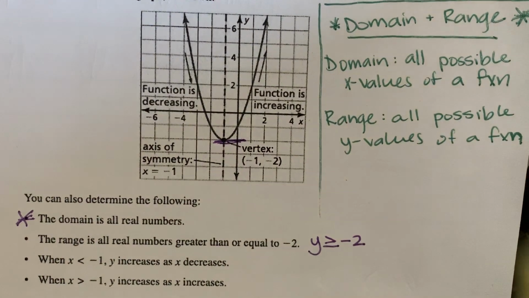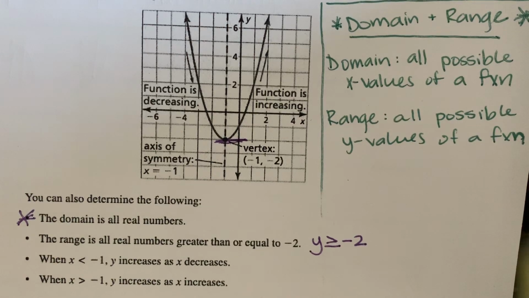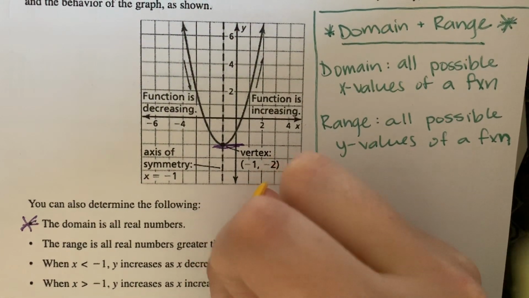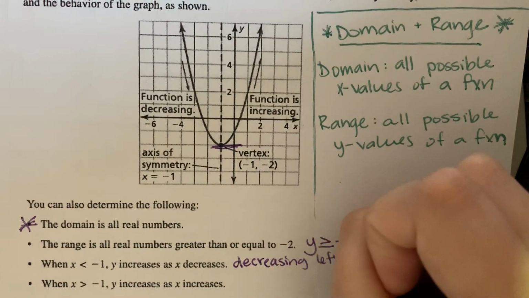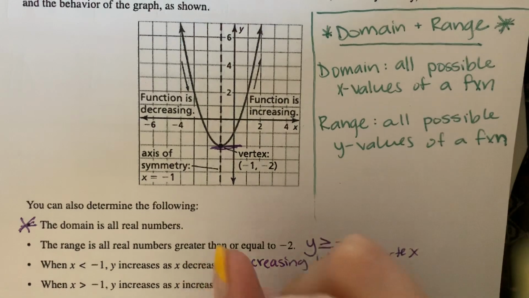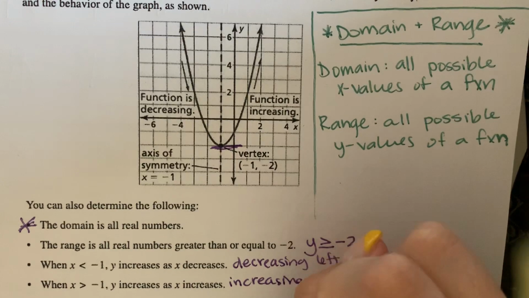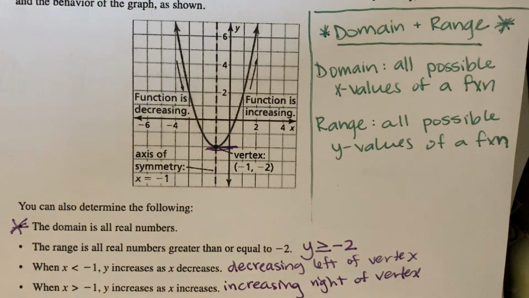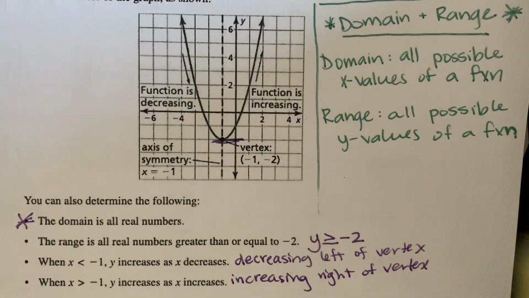You could also say decreasing to the left of the vertex, increasing to the right of the vertex. So it's decreasing left of vertex, increasing right of vertex. I'm okay with describing it either way.